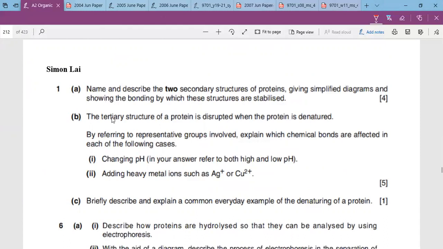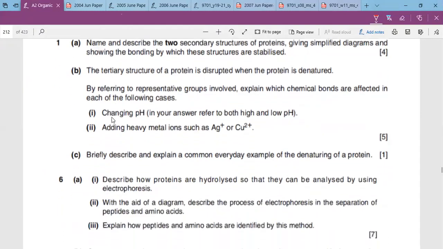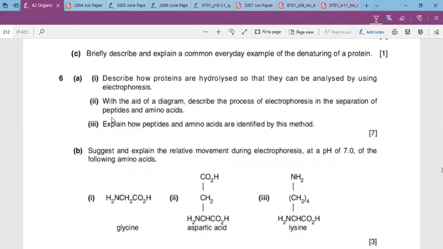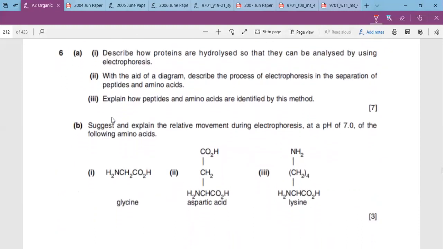Okay, question 6. Describe how proteins are hydrolyzed so that they can be analyzed by using electrophoresis. How are they hydrolyzed? Okay, of course.